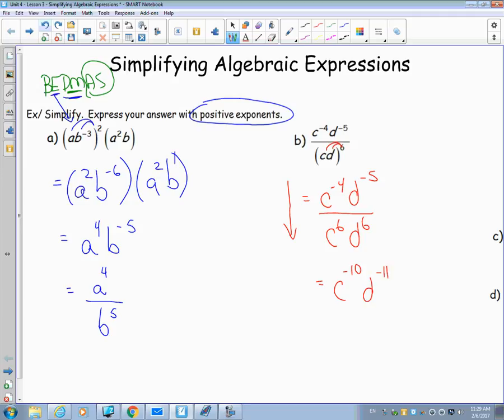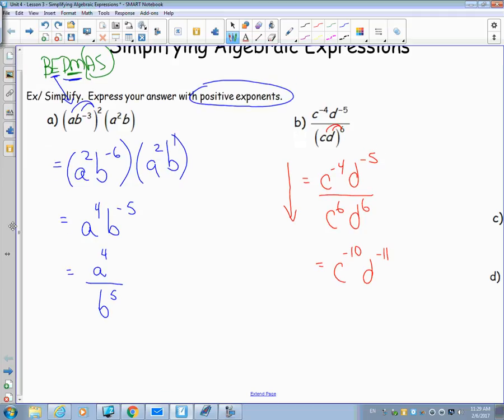Notice I don't have a fraction anymore. My idea of dividing my bases eliminates the fraction. The fraction's gone because I created a single base. Notice my exponents are both negative, so I have to create the fraction all over again and put the C on the bottom, the D on the top, and there's nothing left on the top except for the number 1.